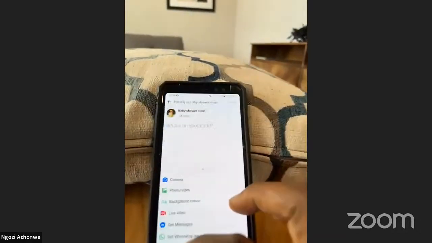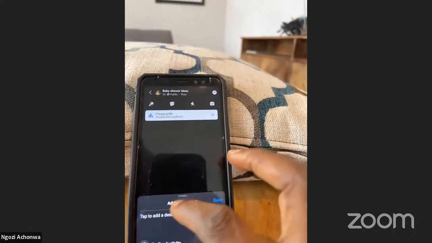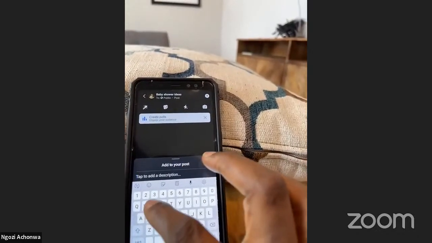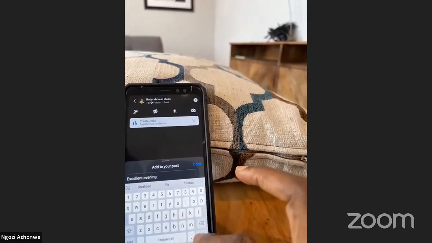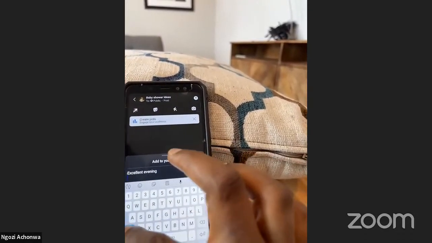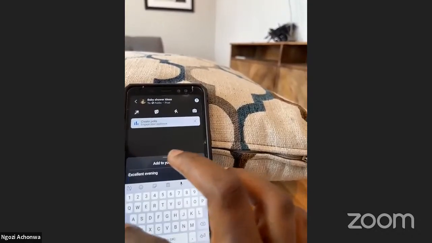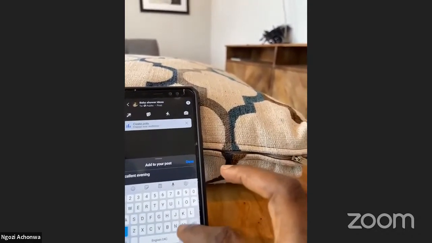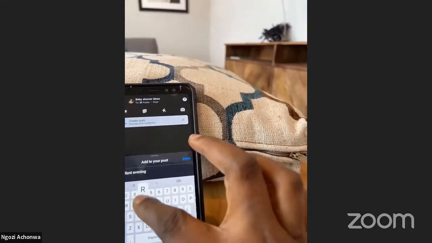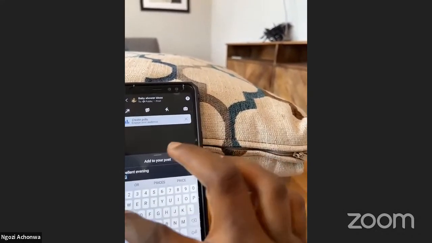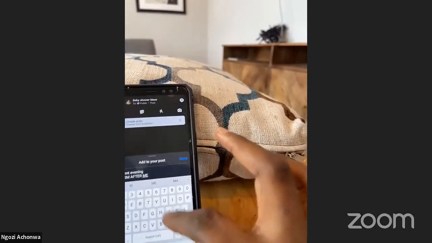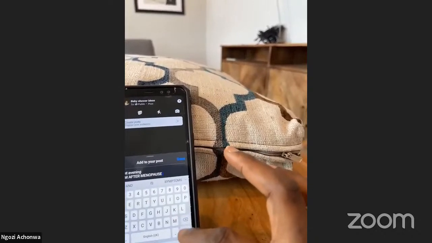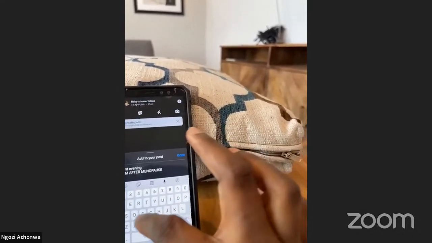So I tap on post, I click on go live, and then I come here, tap to put a description. I'll put my excellent evening, so and so, and then I'll put the title of the video. I'll put the title of this live video is orgasm after menopause. Orgasm after menopause. So I'll still put it. Okay, and then I'll put my phone number like I told you.